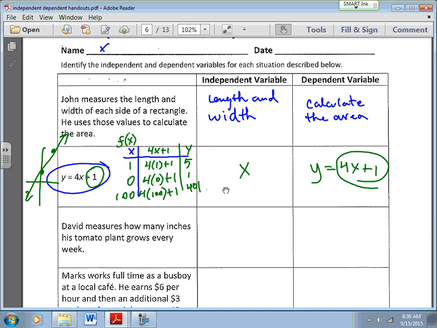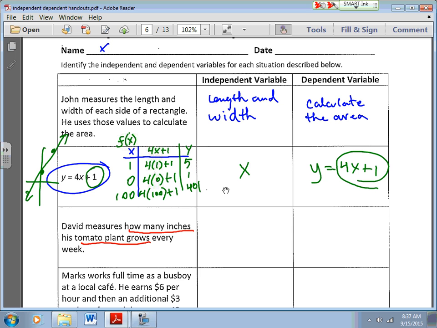David measures how many inches his tomato plant grows every week. So when you read that, what are the main things that are happening? Tomato plant is growing is one of them, yeah? So what you can do is, tomato plant grows, that's one part that's important. What's the other part that was important? How many inches? It didn't say anything about the water he's putting or anything else. Those are the only two things being mentioned, right?